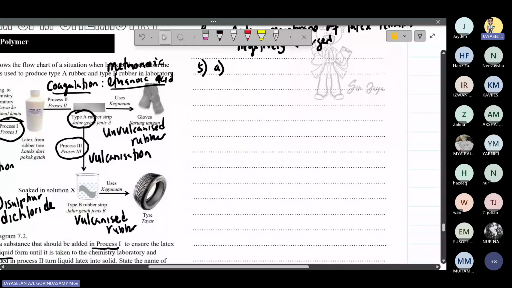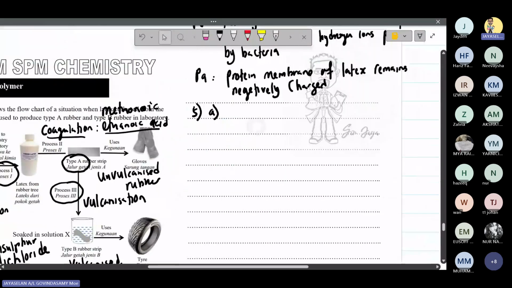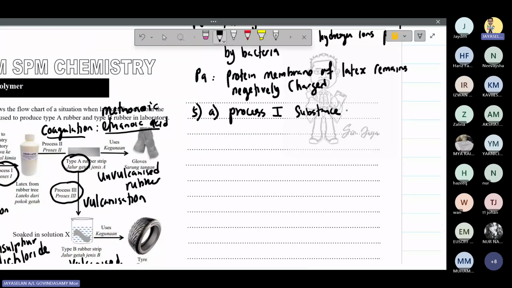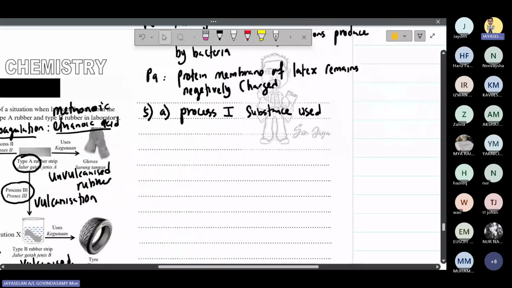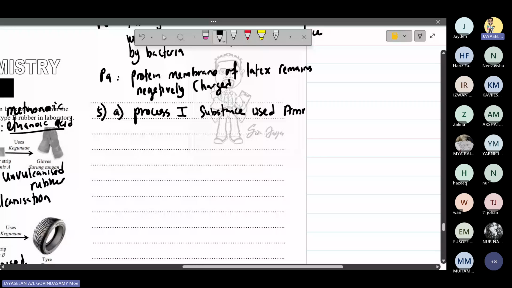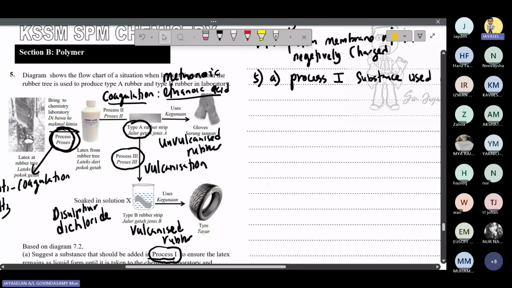Okay, question A: suggest a substance for process 1. So process 1, the substance used is what? The substance used to prevent coagulation. So what is the process? Anticoagulation. So what is the name of the substance? You all put here ammonia. You already got one mark. Ammonia solution.